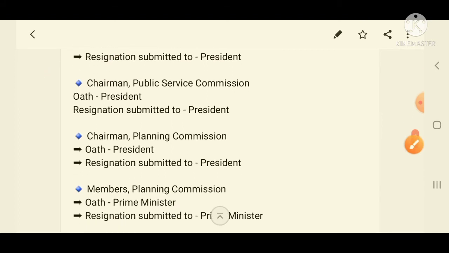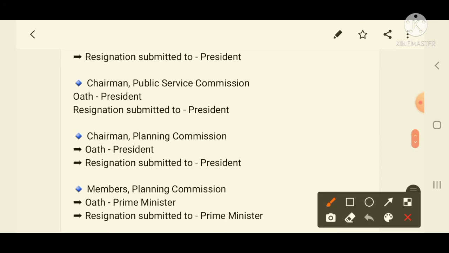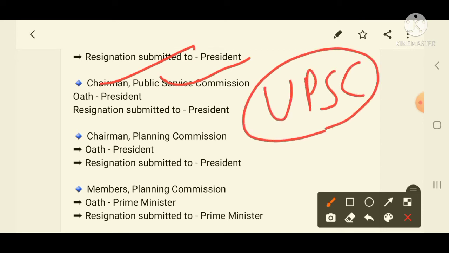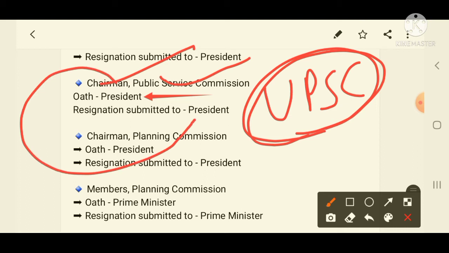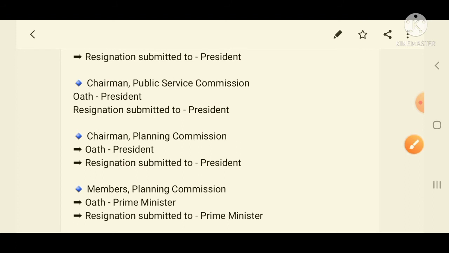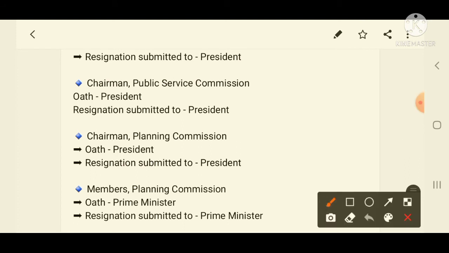The next post in line is Chairman of Public Service Commission. All of you are aware about UPSC. UPSC is a kind of public service commission which is an extra constitutional body. It is not coming under the constitution, it is an extra constitutional body, and the chairman is given oath into the office by the President, and if he wants to resign, he will submit his resignation letter to the President of India only. All of you have understood about this Public Service Commission.